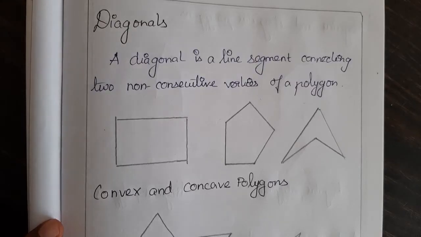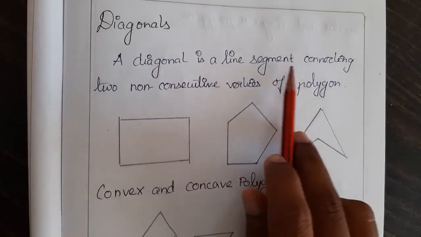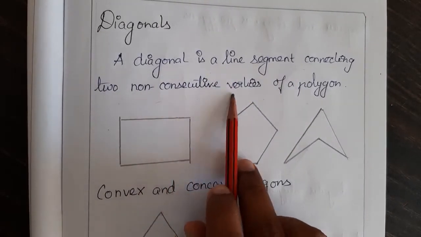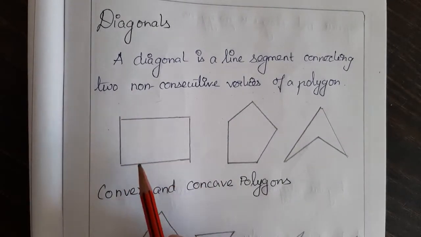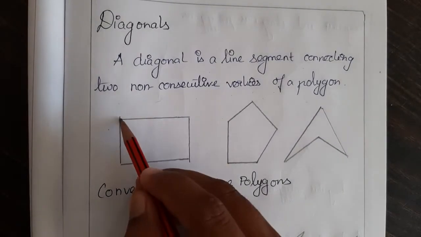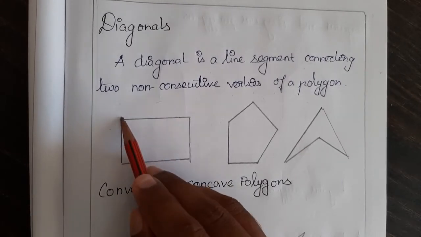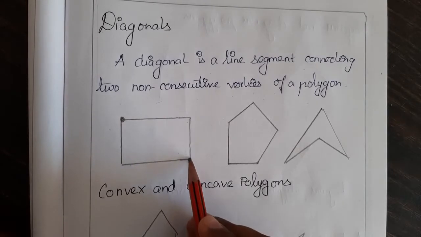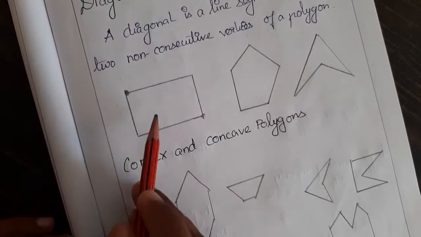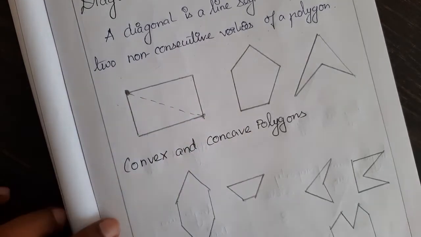The next topic, which we already know, is diagonals. A diagonal is a line segment connecting two non-consecutive vertices of a polygon. Let me take this polygon. We have to connect a vertex to the non-consecutive vertices. These two are consecutive vertices. So this is the only vertex which is not consecutive. Let me connect it. Then this connecting dotted line is the diagonal.